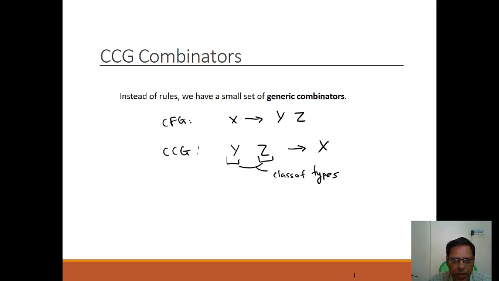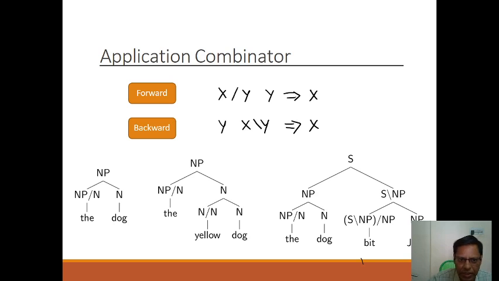What are the CCG combinators? Instead of rules, we have a small set of generic combinators. It is too easy to simplify the things. In context-free grammar, X gives YZ. X gives YZ is X gives Y, X gives Z, as we studied in calculations. And also YZ belongs to X, that is Y belongs to X, Z belongs to X. Class of types. Y is a class, Z is a class. So YZ is a class belonging to X.